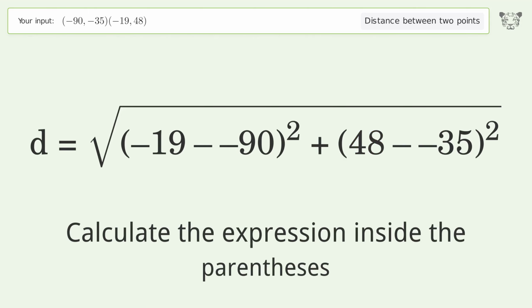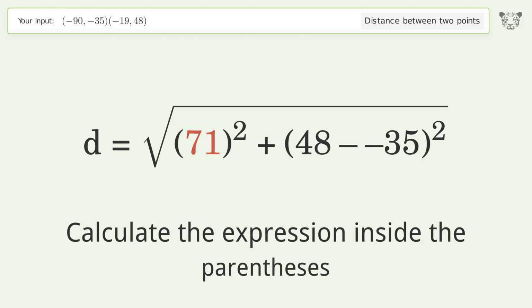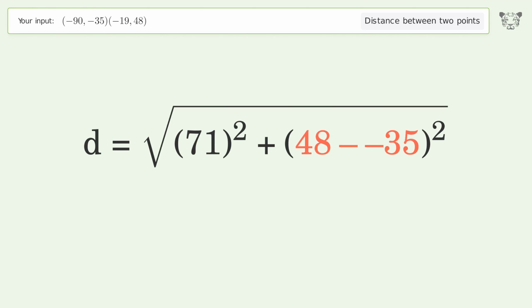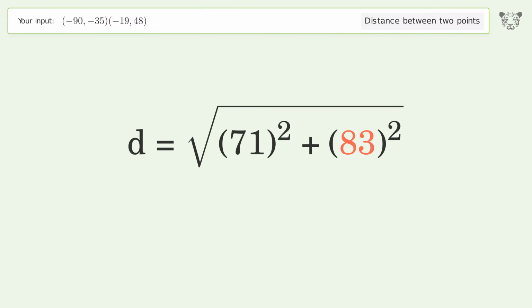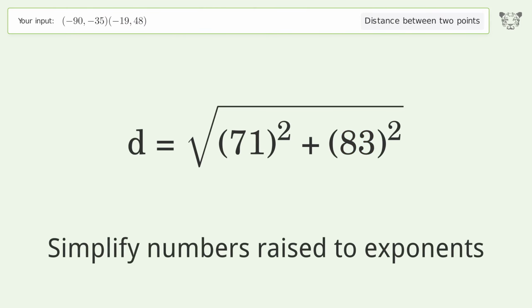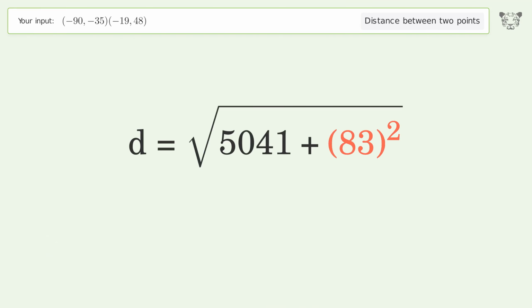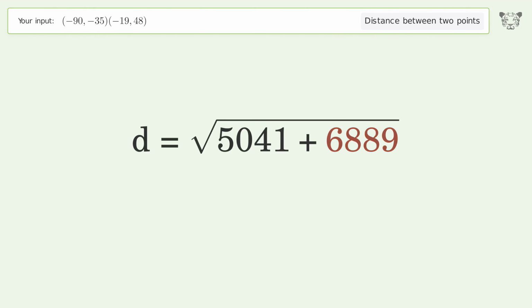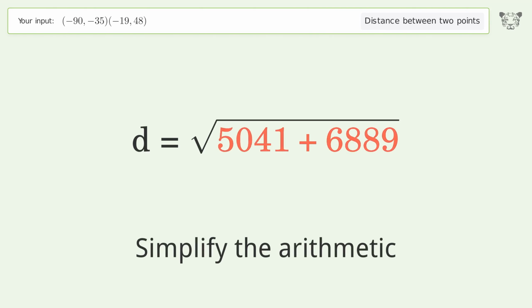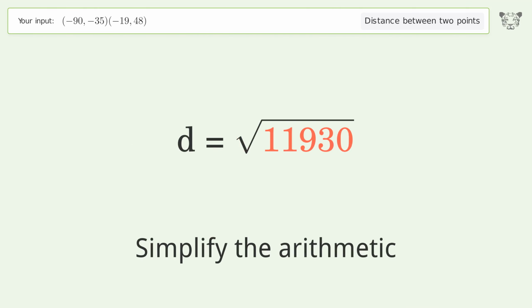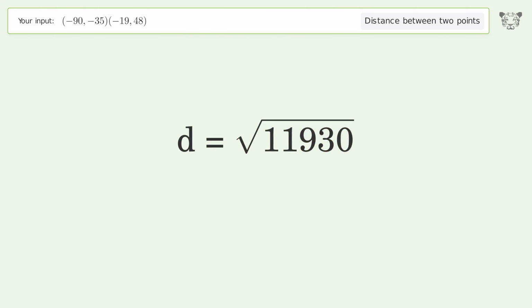Calculate the expression inside the parentheses. Simplify numbers raised to exponents. Simplify the arithmetic. And so the distance between the 2 points is the square root of 11,930 or 109.225.